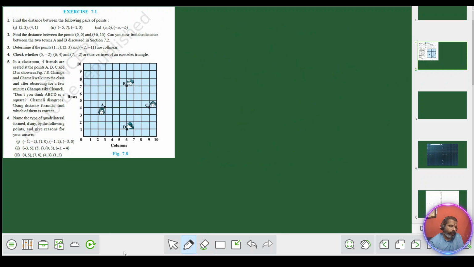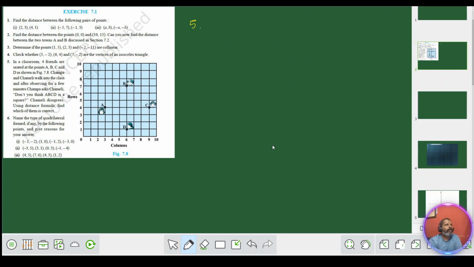Fifth question. This is a graph for the fifth question actually. In the classroom, there were 4 friends seated as shown in the graph, ABCD. Two girls, Champa and Chameli, walk into that class, and after observing for a few minutes, Champa asks Chameli whether the people sitting are forming a square or not. Champa expects it to be a square. Chameli disagrees. So we are to use the formula to find whether they are sitting in a square form.